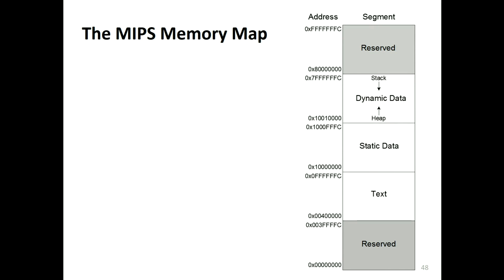There is the text here, which contains your instruction codes. The static data contains your global variables, and dynamic data here would be where you store your registers. That would be where you use the stack.